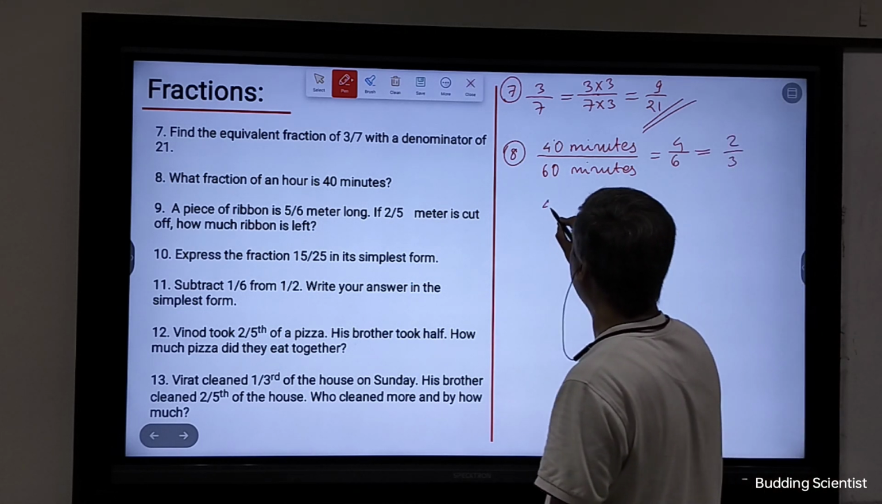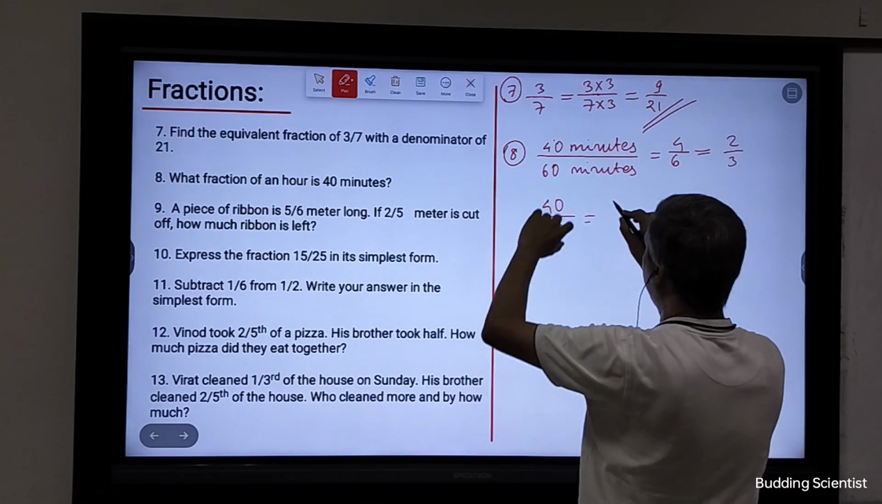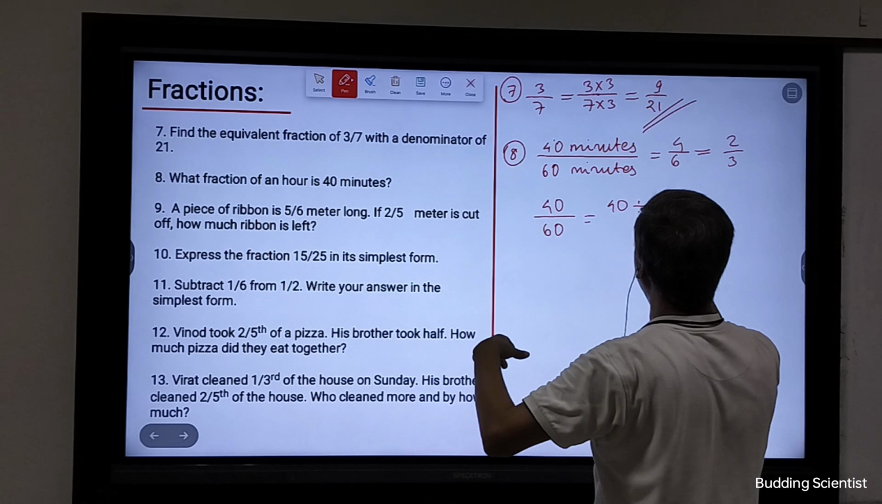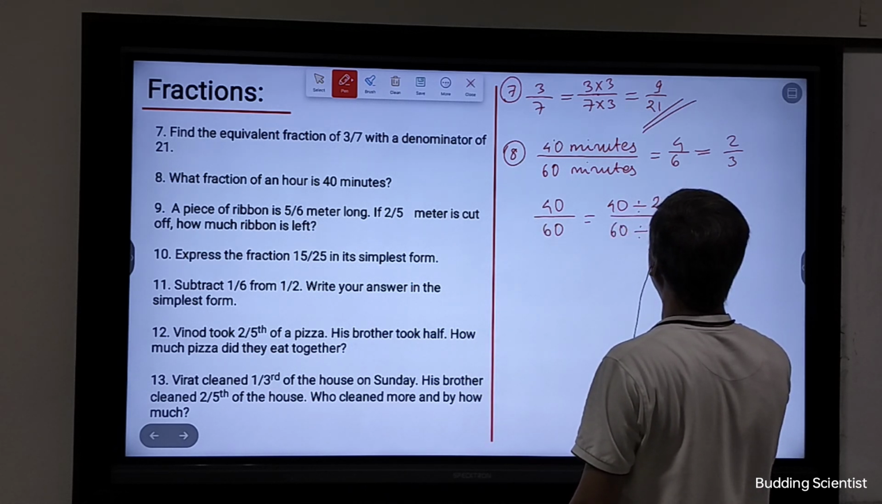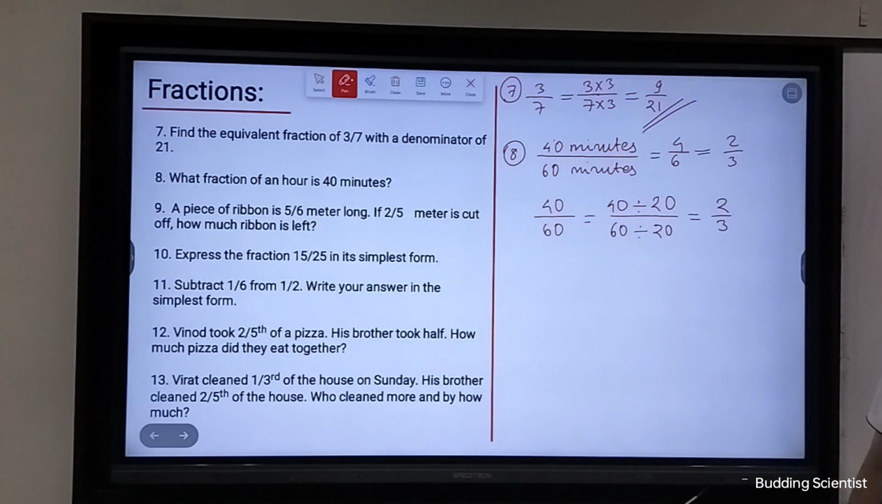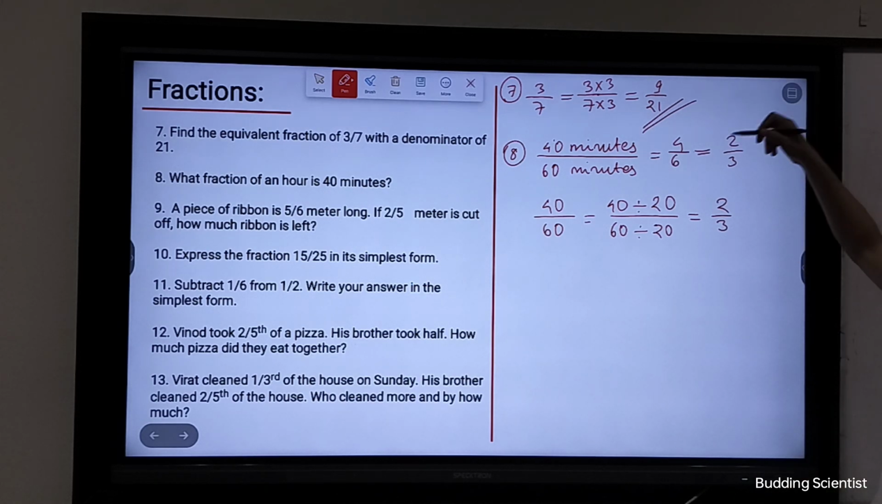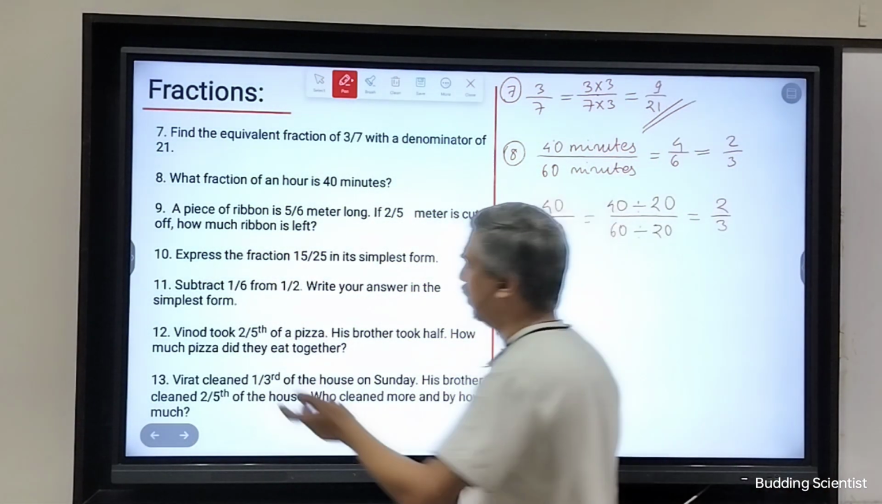Or I will write 40 minutes upon 60 minutes is equal to, I divide this with 20 and I also divide the denominator with 20 and I get 2 by 3. Again, you might go this way, you might go this way, whichever method, the answer is obviously the same.